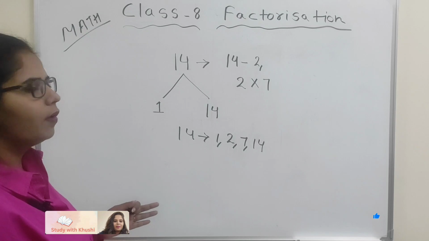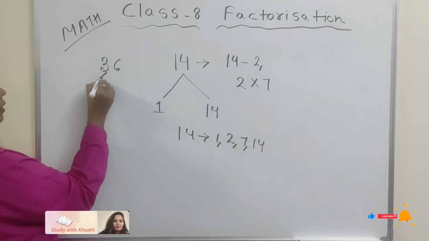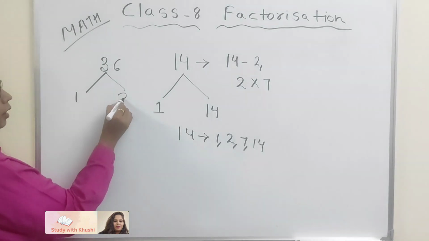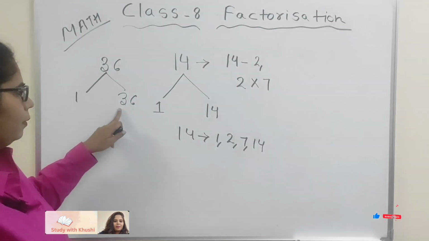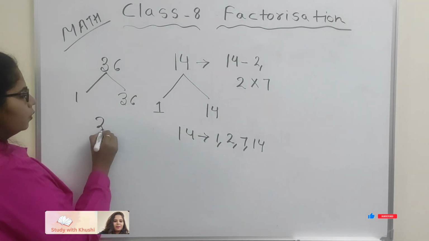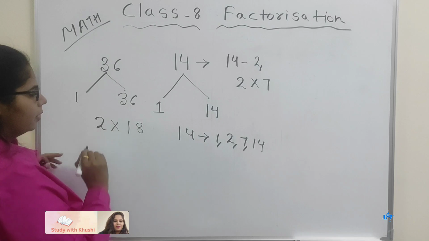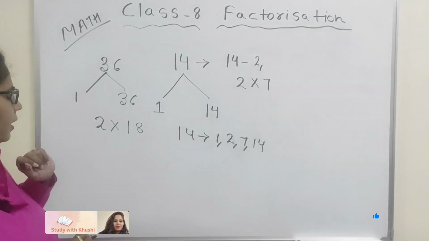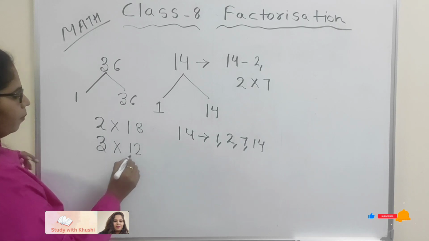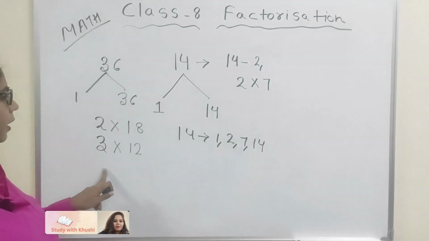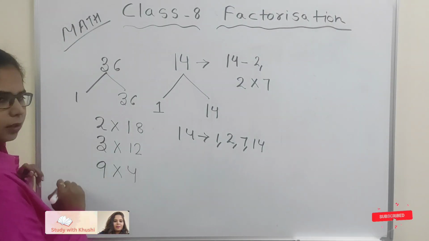Suppose I have to find out the factors of 36. Okay, so 1 and the number itself, 36. Now I have to check in which tables 36 comes. Okay, so 2 into 18, right? Because 2 into 18 is 36. Now 3 into 12, because 12 3s are 36, and 9 4s are 36.